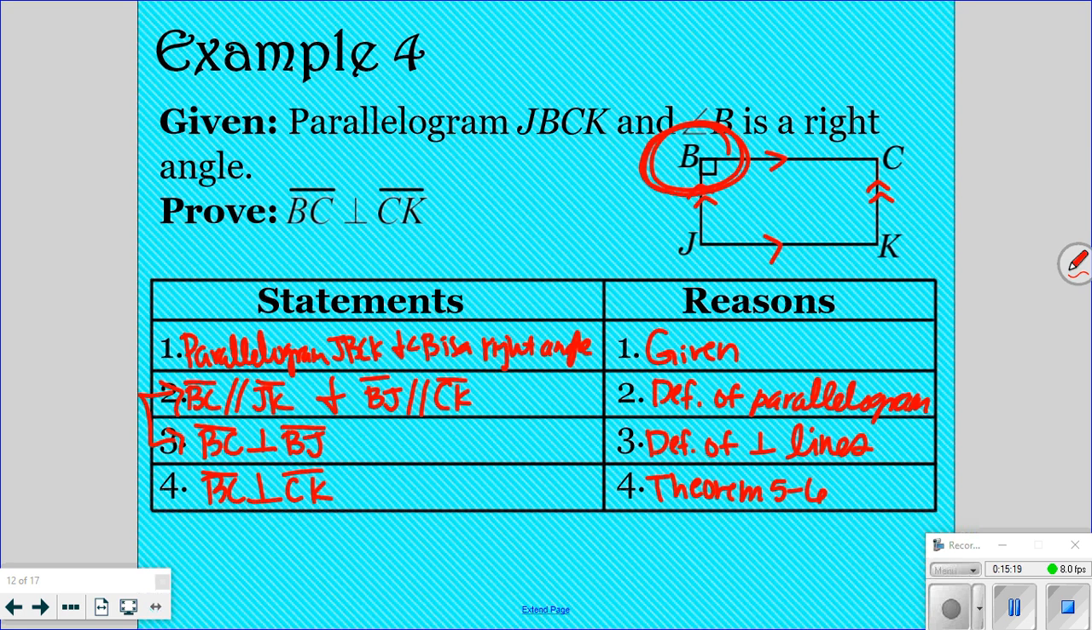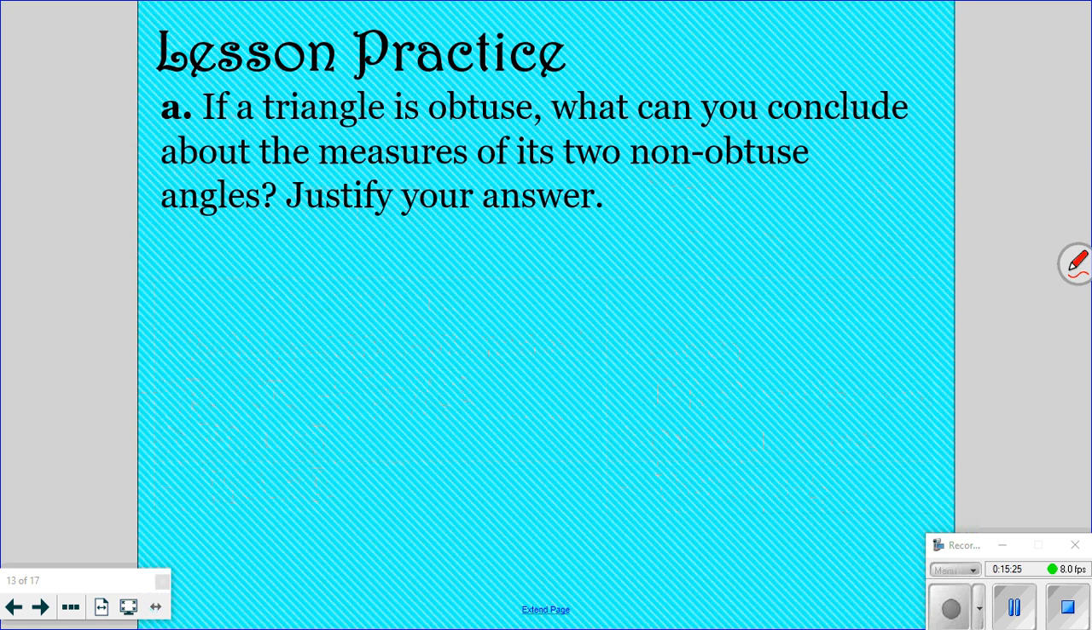Okay, so that's how you're supposed to do two-column proofs. So we're going to go over some practice problems. So I want you to try this one by yourself, and then I'll go over it after y'all have attempted it.